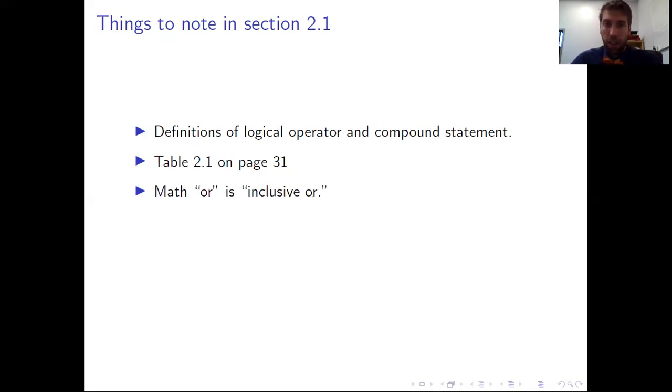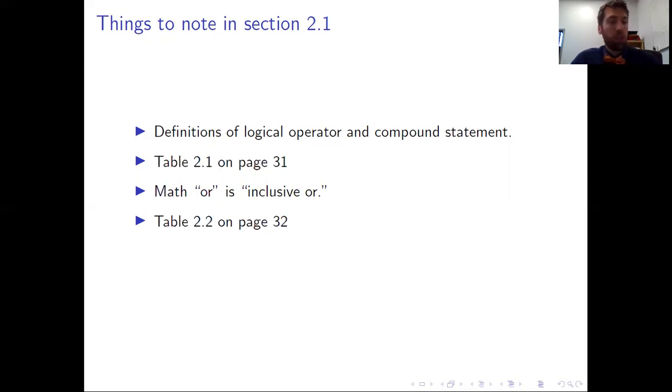Important: in math, or is inclusive or. In English, it's sometimes ambiguous. When I say or, you're not sure if I mean or both or not. In math, we always mean or both. There's a whole different word for the either-or. Sometimes we say XOR if we mean either-or. So right now, regular or means or both.